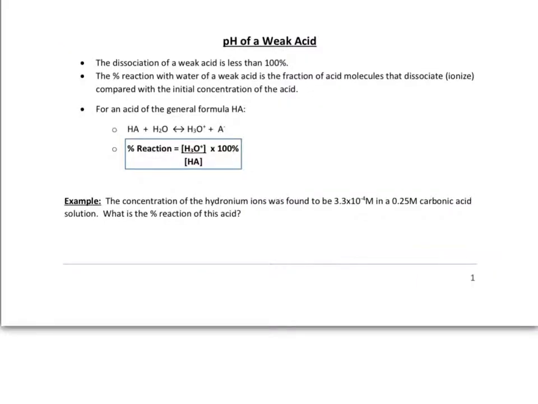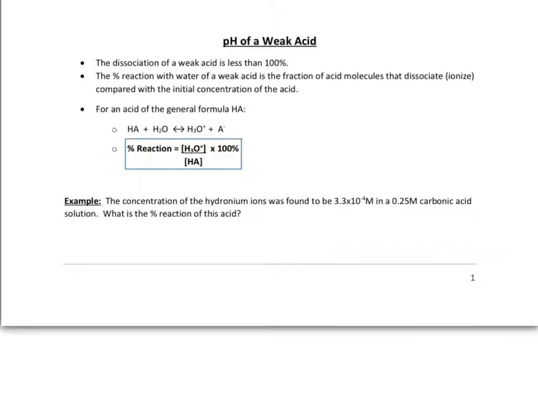Over the next few lessons, we're going to look at weak acids. In today's lesson, we're going to look at the pH of a weak acid and the percent reaction associated with that. The dissociation of a weak acid is less than 100%, as stated above. The percent reaction with water of a weak acid is the fraction of acid molecules that dissociate or ionize compared with the initial concentration of that acid.